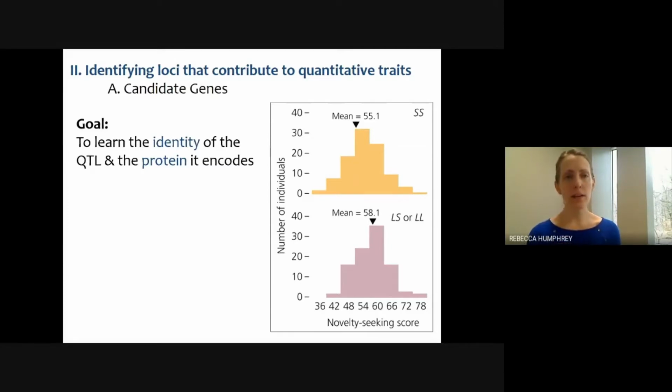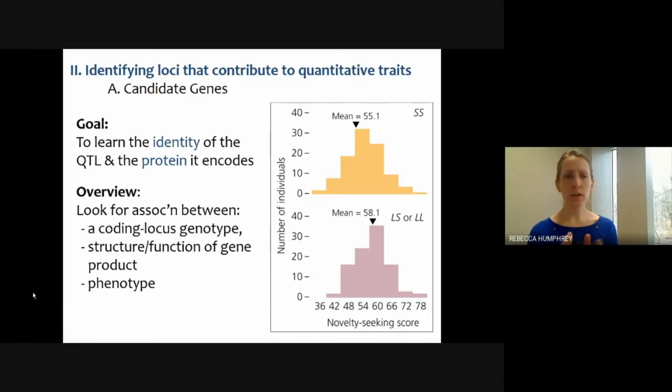So the QTL analysis told us near this marker locus, there is a gene that influences the phenotype that we're interested in. Candidate gene analysis is actually trying to figure out what gene it is that's near that marker locus and what does it do. So there are a couple of ways you can approach this sort of question.